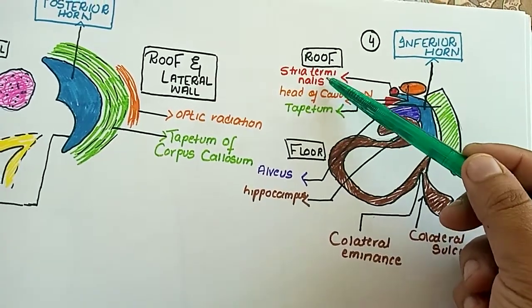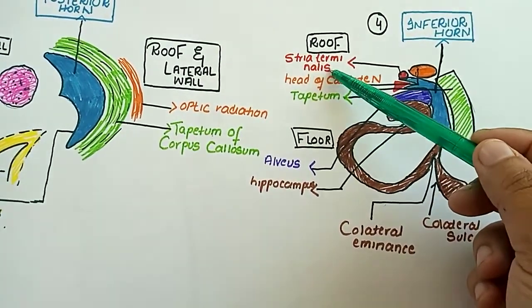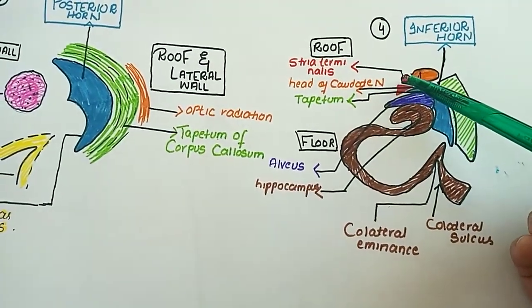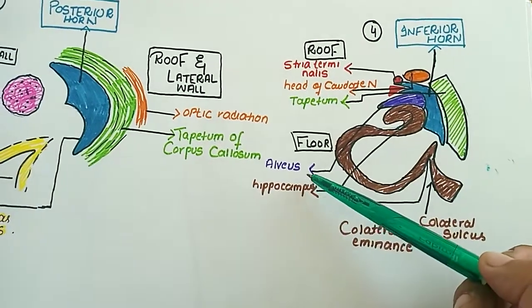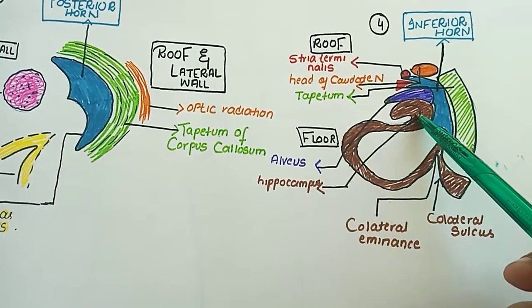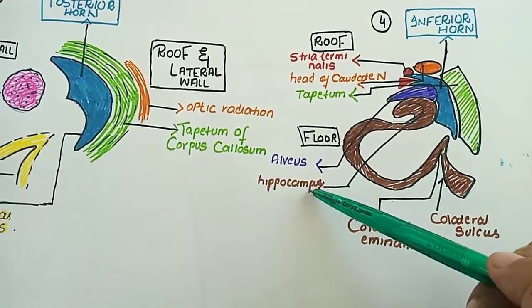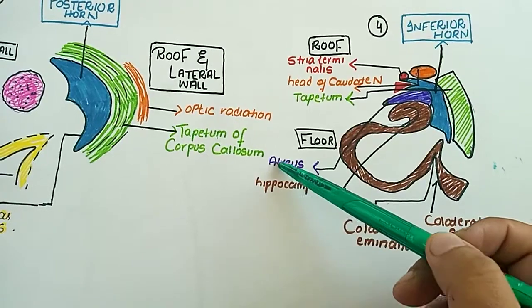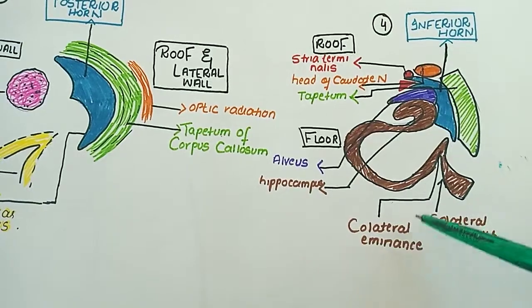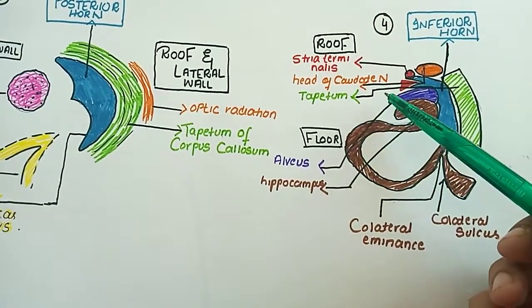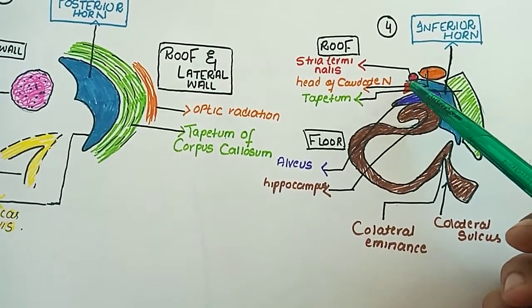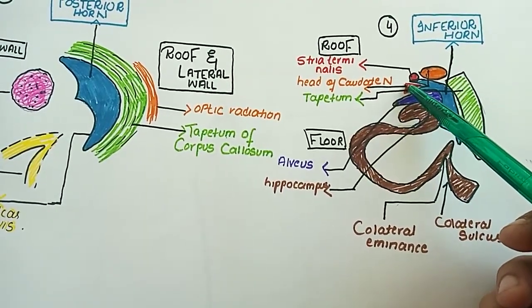And the stria terminalis is a sheet of gray matter which extends across the two inferior horns of the lateral ventricle. The floor of the inferior horn is formed by the hippocampus, which is a structure of gray matter. The hippocampus is covered by a sheet of white matter known as the alveus, and the floor is also formed by the collateral eminence. So between the alveus and the stria terminalis is the choroid plexus of the lateral ventricle inferior horn.